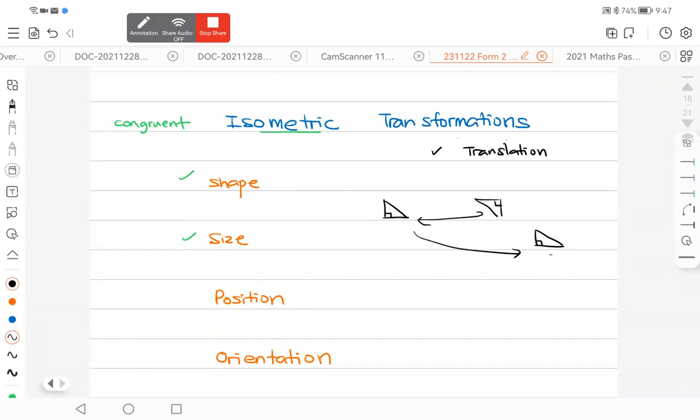Yeah, orientation. Okay, so for all 3 types, you will have same shape and same size, including reflection and also rotation. Just that for reflection, you will have different orientation. Rotation, same thing, different orientation. It depends if it's upside down.